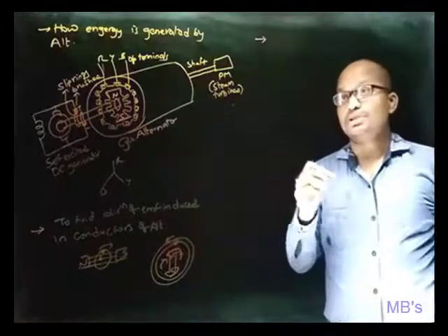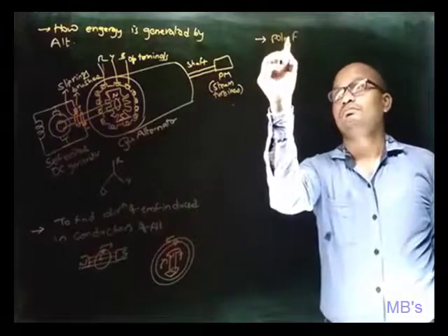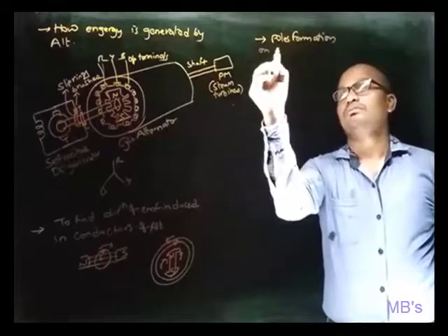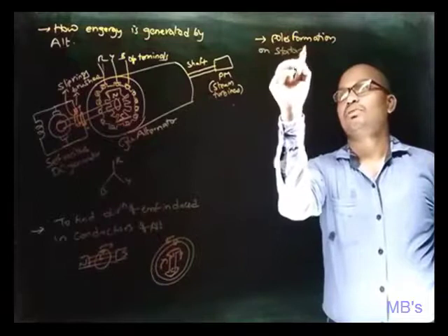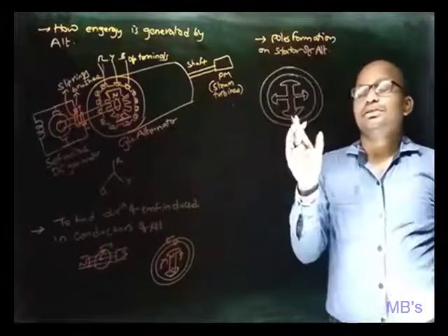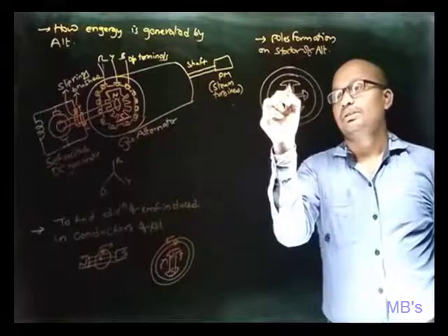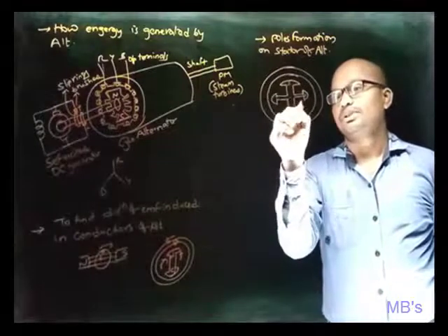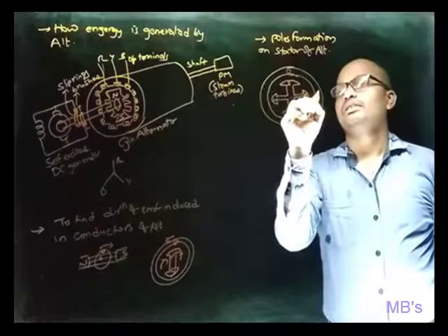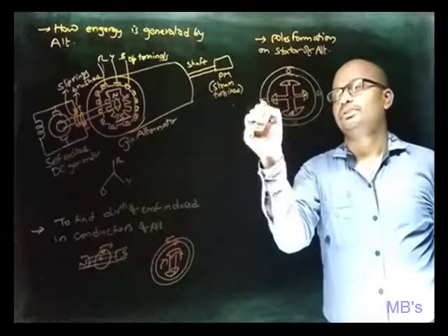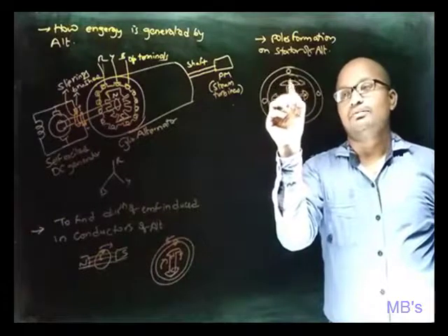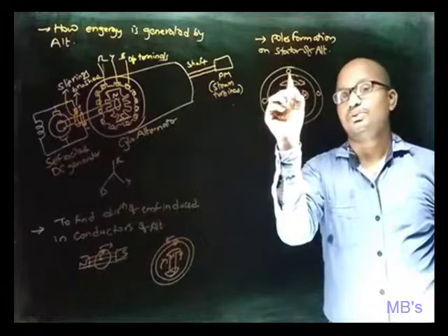Next, pole formation on stator of alternator. Consider this salient pole type of alternator, and let us suppose this be south pole, this be north pole, and this be south pole, this be north pole, and let these be conductors here, and let this be the rotor rotating clockwise. So by applying Fleming's right hand rule, find the direction of induced EMF here.